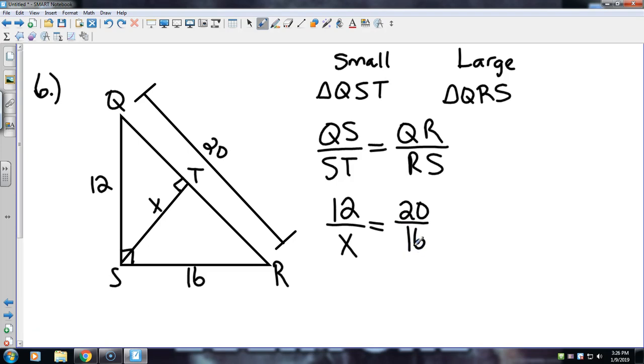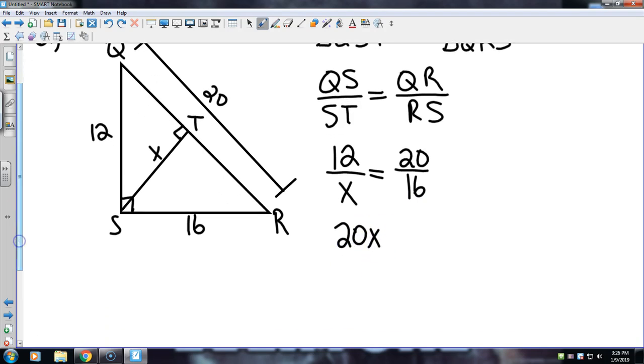And so just a little bit of calculator work to do. 20 times X gives me 20X. And then I have 12 times 16, which gives me a total of 192. Divide both sides by 20. And that's going to give me an exact value of 9.6, or 9 and 6/10.